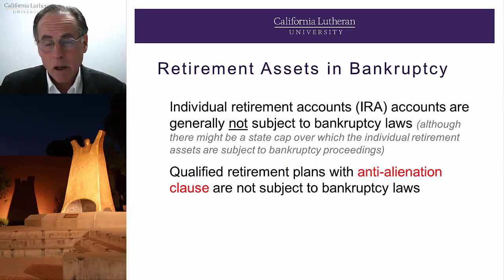Individual retirement accounts, IRAs, are generally not subject to liquidation under bankruptcy law, although there might be a state cap over which the individual retirement assets are subject to bankruptcy proceedings. Furthermore, qualified retirement plans are not subject to creditor claims if an anti-alienation clause is incorporated in the plan. And generally, 401k plans and qualified pension plans have this clause. Knowing this, a planner should verify the inclusion of that clause in the client's retirement package as part of due diligence.